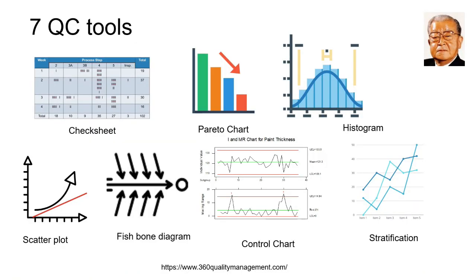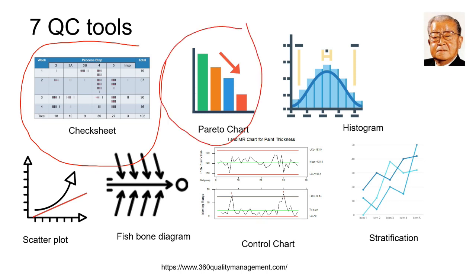The 7QC tools, which are widely used in the manufacturing industries as problem-solving tools, consist of check sheets, which manually tally and record the number of observations and occurrences of certain events during a specific time period to observe the process behavior, or are used to build a histogram.